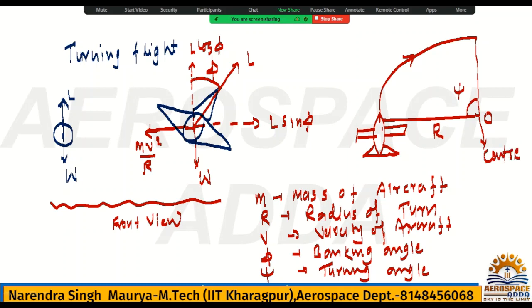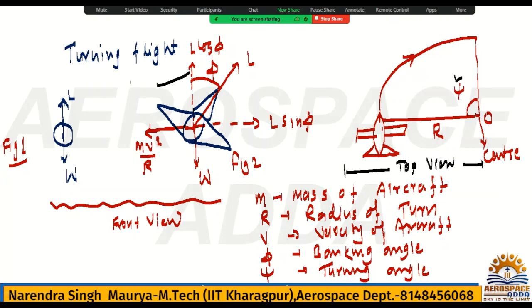So this is the information you need to know, okay. Three diagrams we have. This is figure 1, front view, figure 2, and this is, you can say, the top view for the aircraft. So in top view only you can get turning angle psi, because it is making in horizontal plane, okay. But phi is the angle making in vertical plane.